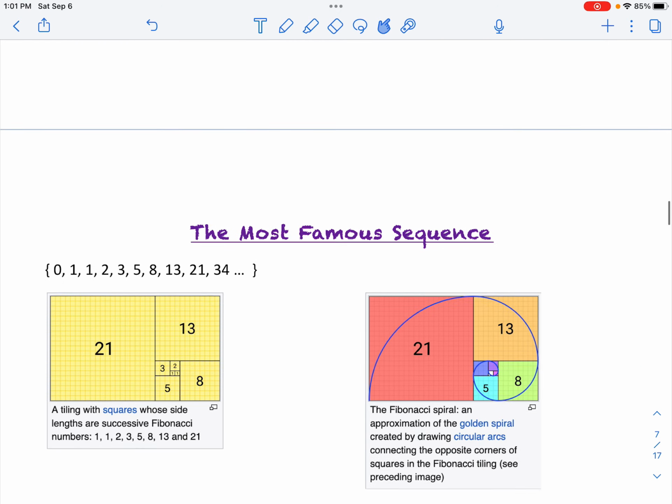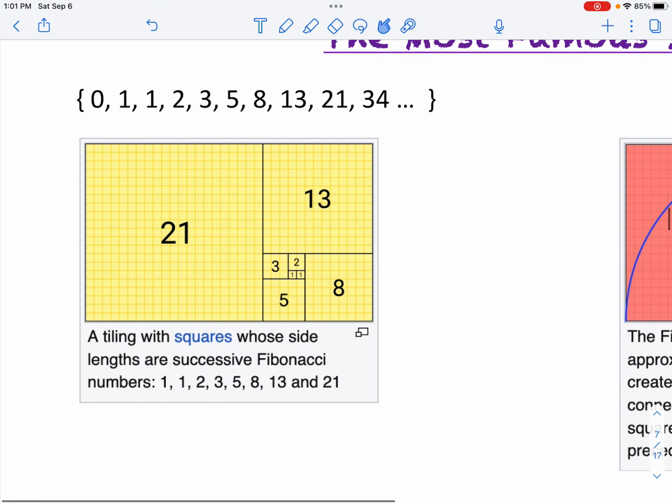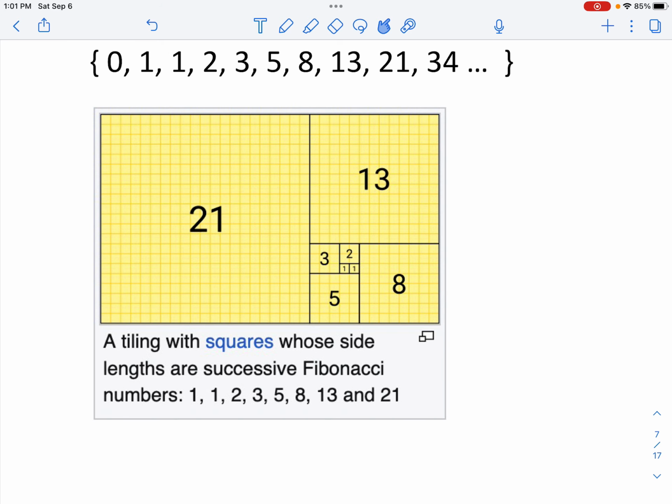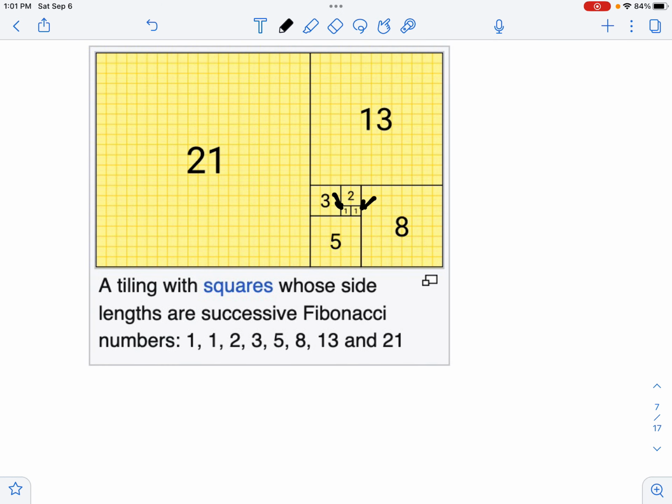This is a pretty cool sequence because, well, here's a picture. If you draw a square with a side length of 1, there it is, right here in the middle. There's 1. And then here's another one. We're just following the terms in the Fibonacci sequence. And then the next one is 2. Put it here. And then 3, and 5 and 8 and 13, and you can see the different pictures there.